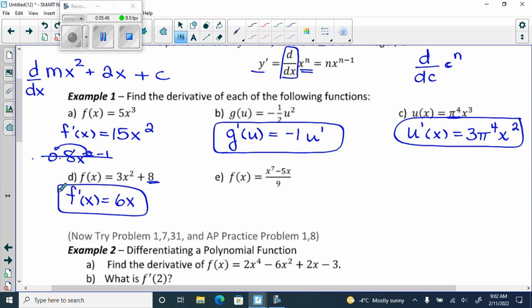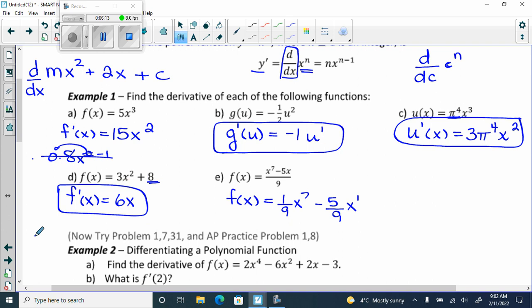So I can just write both of these over what? 9. So I'm not going to write f prime because I have not done anything. So f of x is 1/9 x^7. So instead of writing it over 9, I'm going to write 1/9 because it makes it easier. Minus 5/9 with an x to the 1. Now is it in a format that I can actually do power rule? Yes.